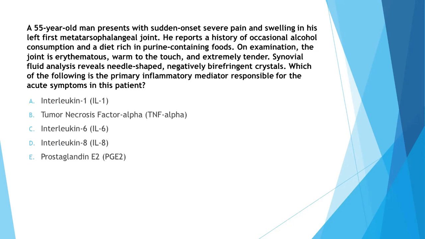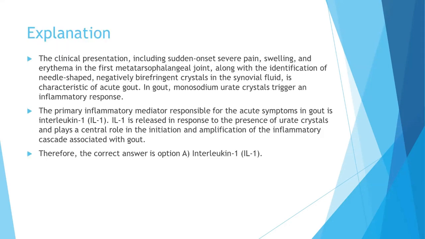Which of the following is the primary inflammatory mediator responsible for the acute symptoms in this patient? Interleukin 1, tumor necrosis factor alpha, interleukin 6, interleukin 8, and prostaglandin E2. The clinical presentation, including sudden onset, severe pain, swelling, and erythema in the first metatarsophalangeal joint, along with the identification of needle-shaped negatively birefringent crystals in the synovial fluid, is characteristic of acute gout.